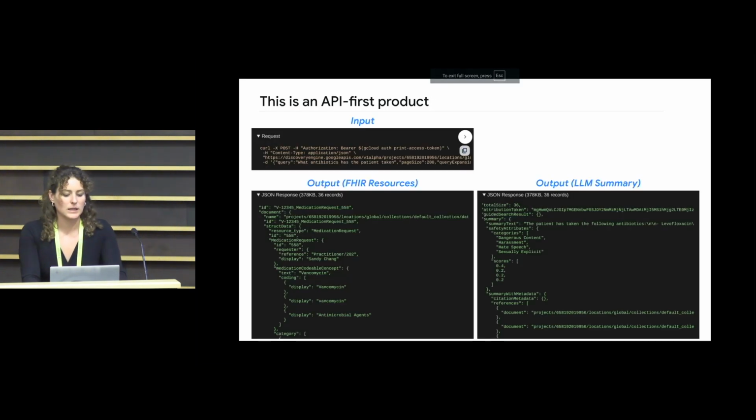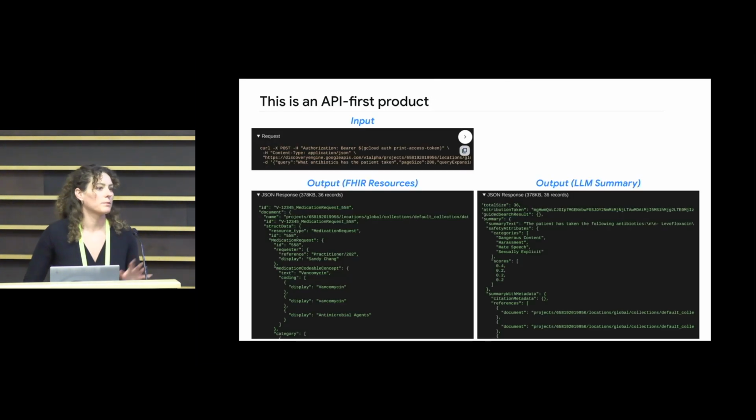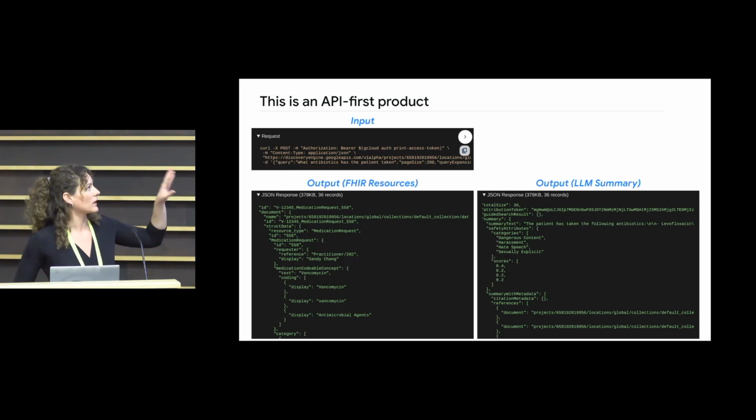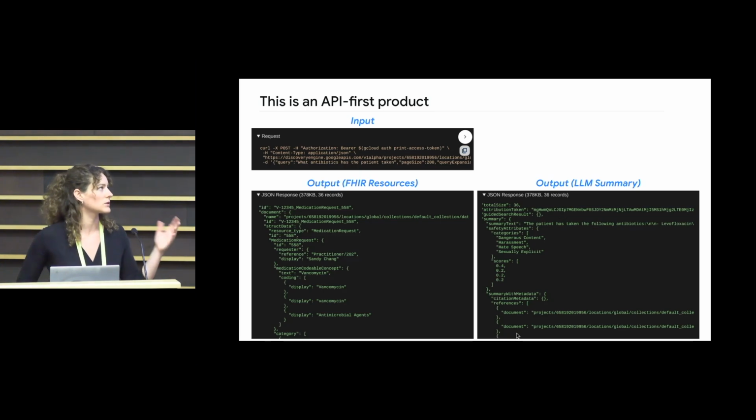But I think the last thing that I wanted to communicate to wrap up this section is that this is an API first product. So I was showing a UI that is very helpful in order to visualize this more efficiently. But really this is an API input, and then we can also see the output. It's a JSON response. The output is the FHIR resource, and then we also have the LLM summary with the different citations. So just to show how this actually looks from a developer standpoint.